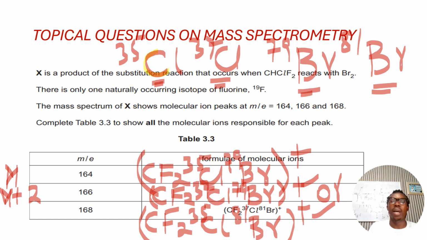So it's as simple as A, B, C. If you add the atomic mass of carbon, fluorine, then chlorine 35 and bromine 79, you'll get 164. If you add the relative atomic mass of carbon, fluorine, chlorine 37 and bromine 79, you get 166. Or if you add carbon, fluorine, chlorine 35 and bromine 81, you get 166. So it's as simple as A, B, C.